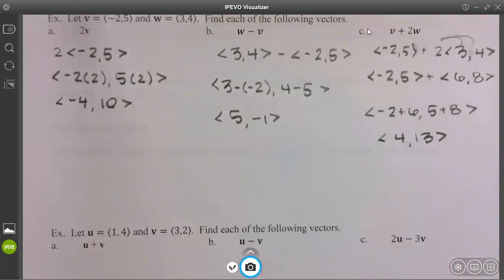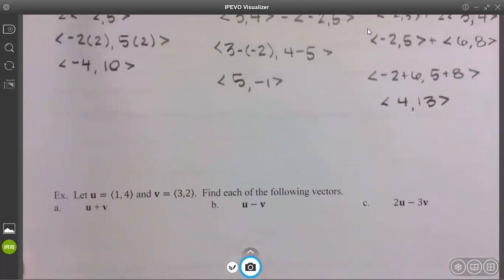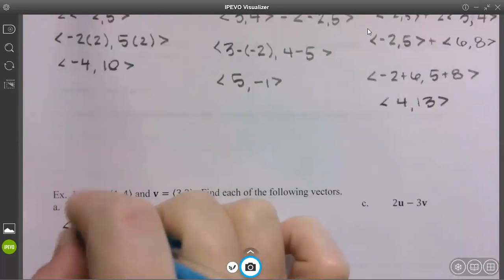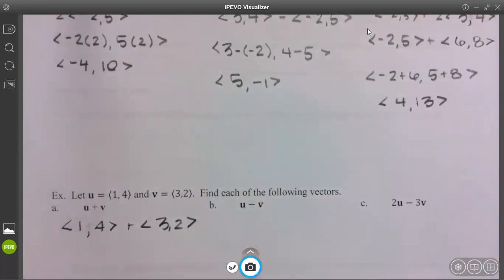So we're going to do it again at the bottom. We have u and v. u is 1, 4, and v is 3, 2. Find each of the following vectors. So u plus v. So we're going to do 1, 4 plus 3, 2. And again, you just add them up. So 1 plus 3, your x's, and then 4 plus 2 for your y's. And we get 4, 6.